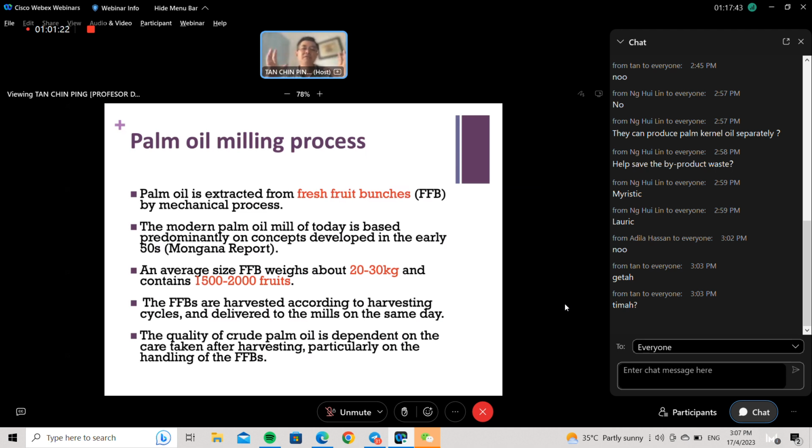And each of these bunches, which I mentioned, has about 1,500 to 2,000 fruits. The FFB are usually harvested and delivered to the mill, if possible, on the same day. The longer you let the fruits stay on the ground, like now when we are having a heat wave and the temperature outside is extremely high, the worse it gets. I'm talking about ground temperature, not the air temperature. Air is about 30 to 35 degrees Celsius, but ground temperature can perhaps reach about 50, 60 degrees.